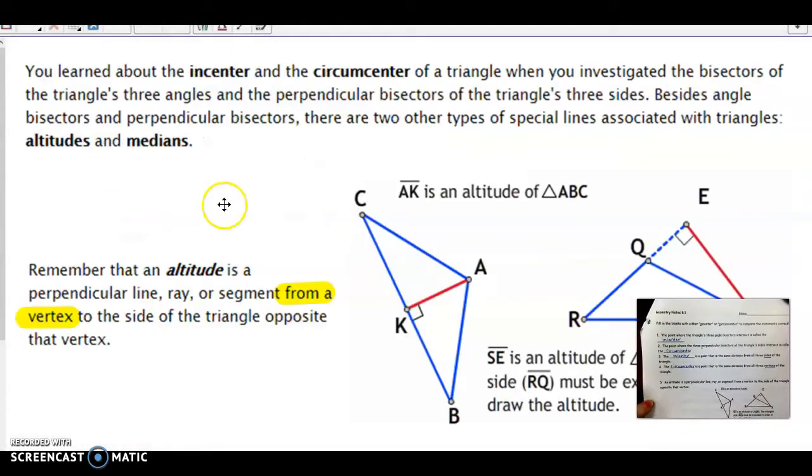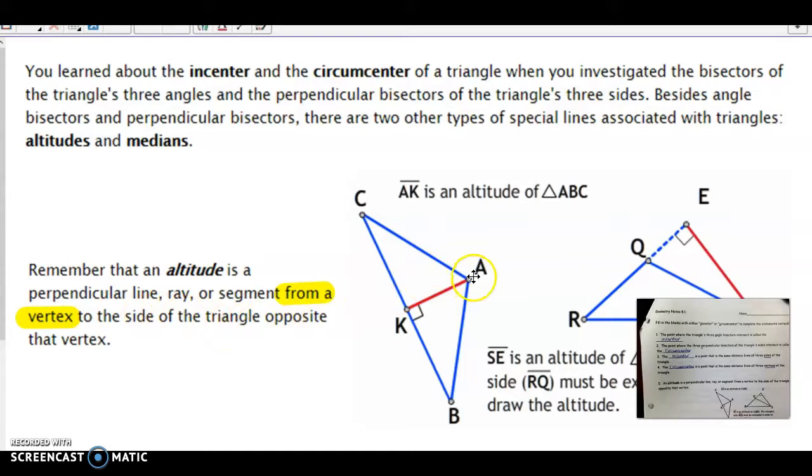So we're going to learn some new points of concurrency, and that is going to require us to learn two different types of lines that we associate with triangles. So we've learned about angle bisectors and perpendicular bisectors. There's another segment in a triangle called the altitude. And an altitude is a segment that always starts at one of your vertices and is perpendicular to the opposite side.